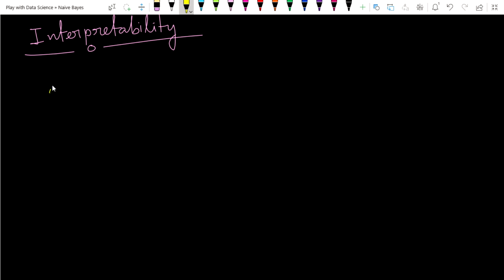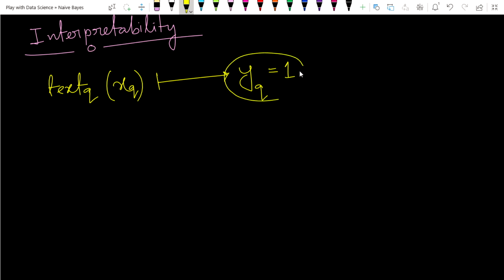Suppose we have a query text. Let's take this as our query text, XQ. We are interested in finding its query output, that is YQ. Let's take it to be 1. So now we are interested in finding why this value.